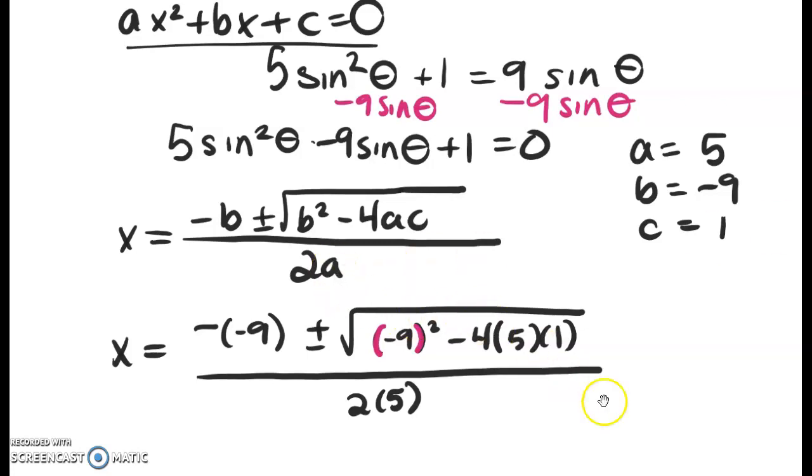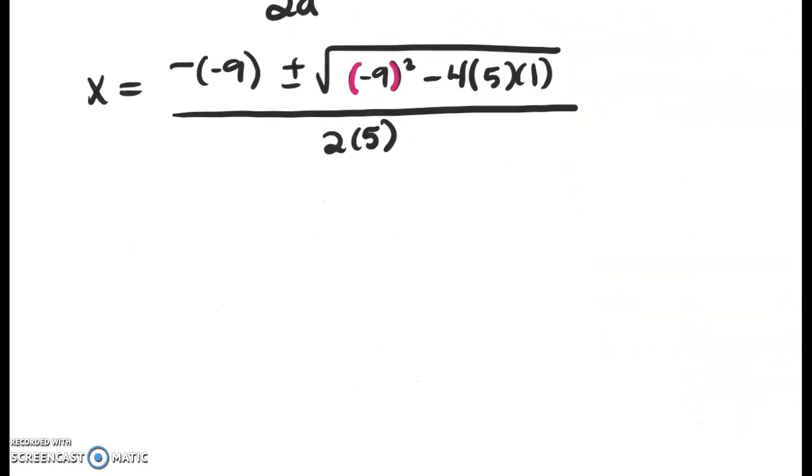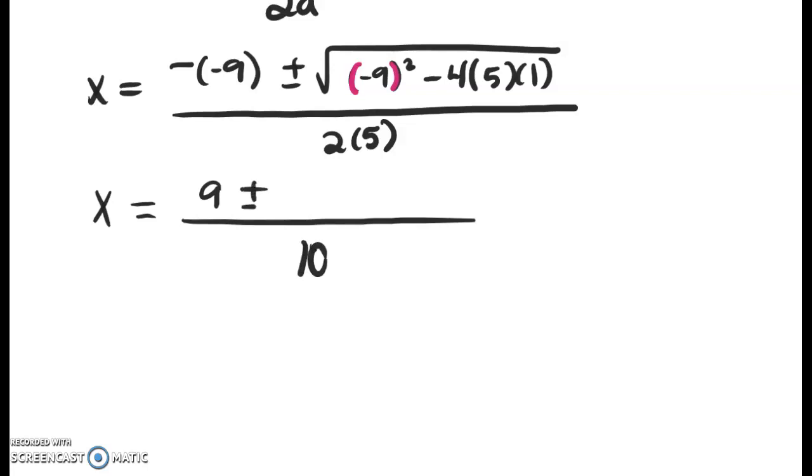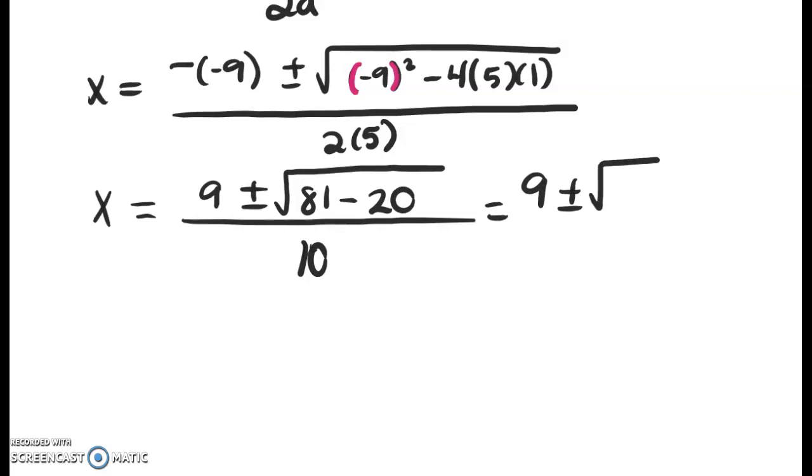So now I can put this in my calculator, or I could choose to simplify a little bit before I get there. This is the opposite of -9, so +9. In the denominator here, I have 10. 2 times 5 is 10. This will be plus or minus the square root of 81 minus 20. So I have 9 plus or minus the square root of 61 over 10.